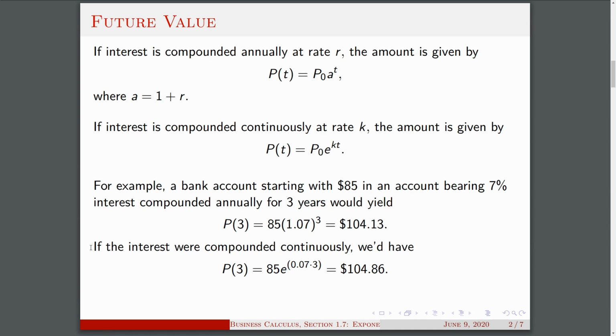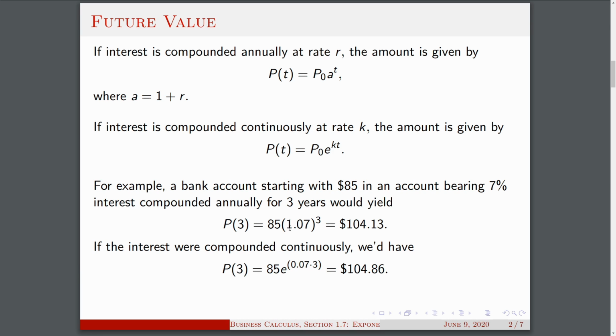Let's contrast that with compounding the interest continuously. And when we compound it continuously, we think the letter E needs to be in our formula, Euler's number. And in that case, we have the initial amount times e to the kt. And make sure to remember your parentheses there. And when I did that, I got $104.86.